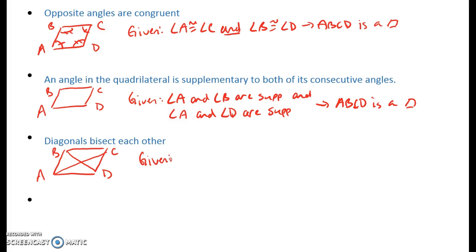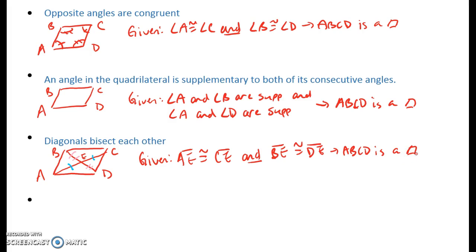So how do I know if it's being bisected? Well, remember, if we know that BD cuts AC into 2 congruent pieces, and AC does the same thing to BD, then we've got the bisector, right? So basically, let's call this middle point E. If I know that AE is congruent to CE, and remember always two things, BE is congruent to DE, then we can say ABCD is a parallelogram. All right?